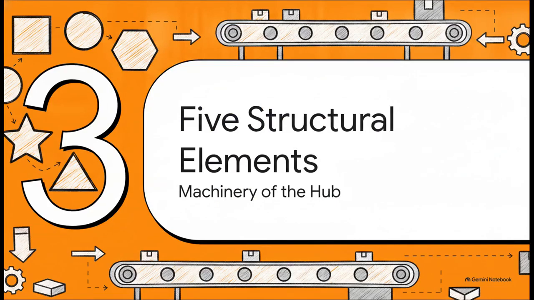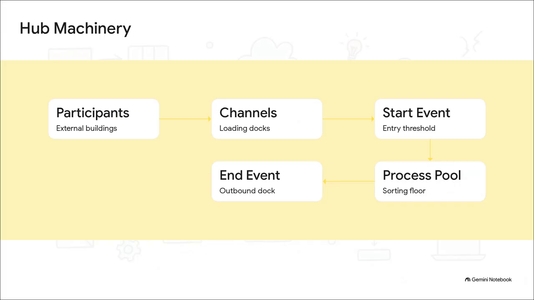Which brings us to part 3, the 5 structural elements. Let's move on and see how this builds. We've inspected our parcel, so let's step back and look at the physical machinery of the sorting hub itself. Every iFlow, no matter how incredibly complex, is assembled from just 5 structural building blocks. First, we have the participants, the external buildings on either end, like the sender handing us the parcel and the receiver getting it. Next, we've got the channels.